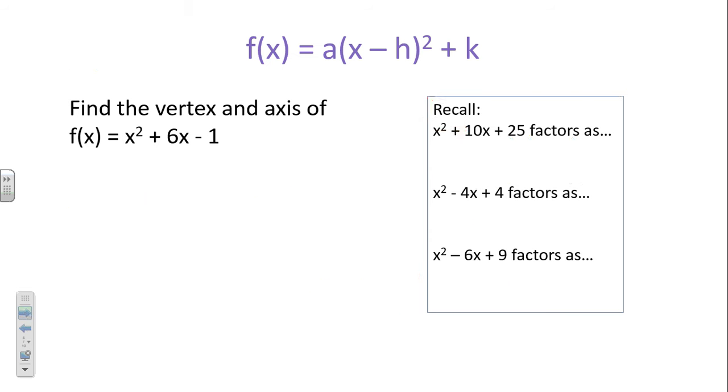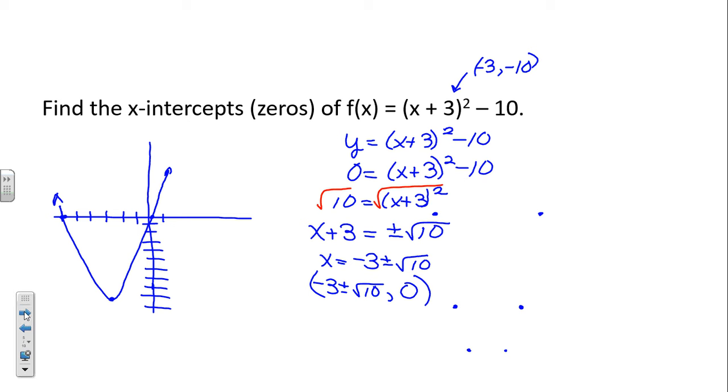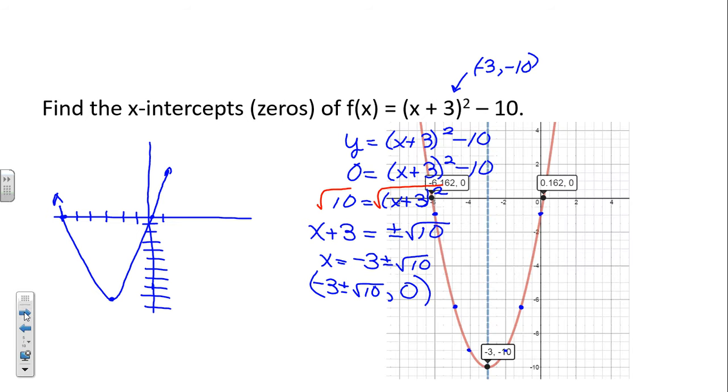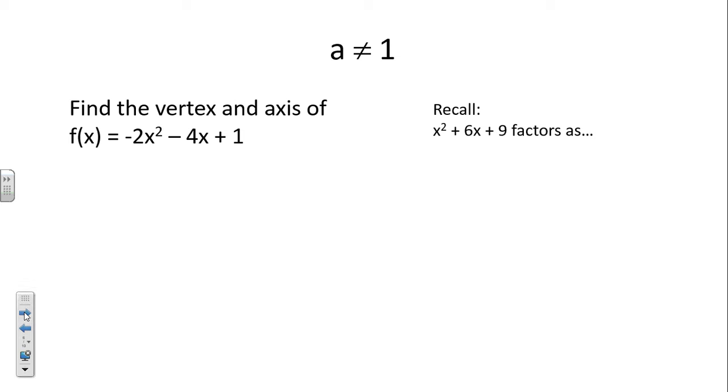But once the square has been completed, it's very easy to bring the 10 over and then square root and then bring the 3. All right, next example. What happens when a is not equal to 1? So our next example says find the vertex and axis of -2 times x squared minus 4x plus 1.